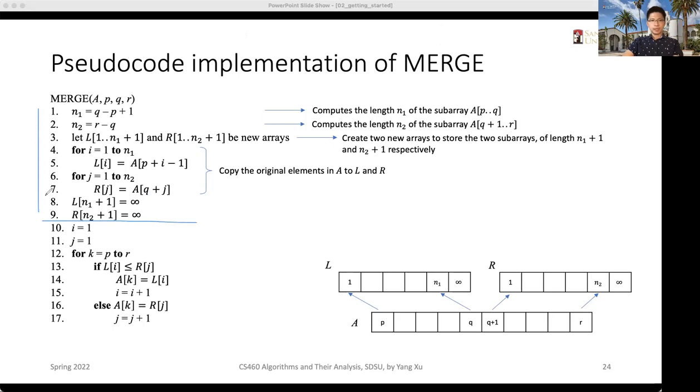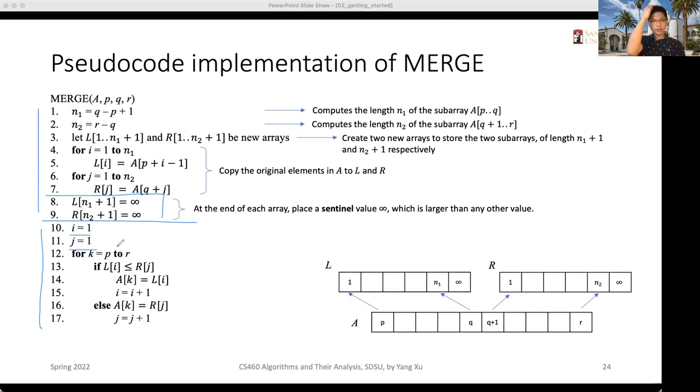For lines 8 and 9, we append a special character called a sentinel value, which is infinity, meaning this value is larger than any other values. This is just for the convenience of our next step, the comparison. The real merge occurs next, from line 10 to 17. It's basically a for loop, and we prepare two counters, I and J.